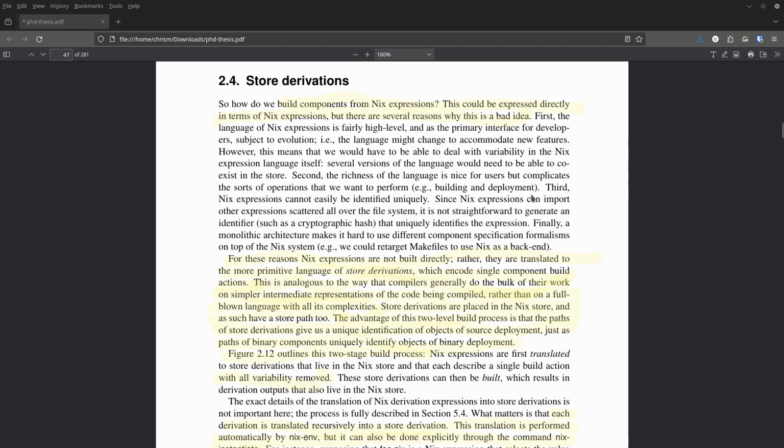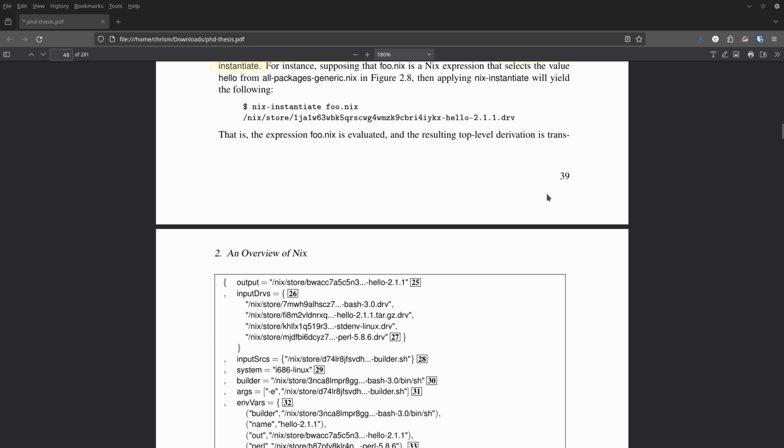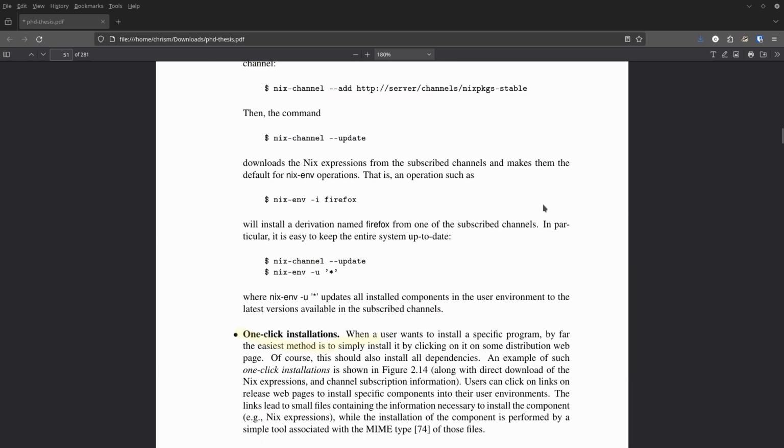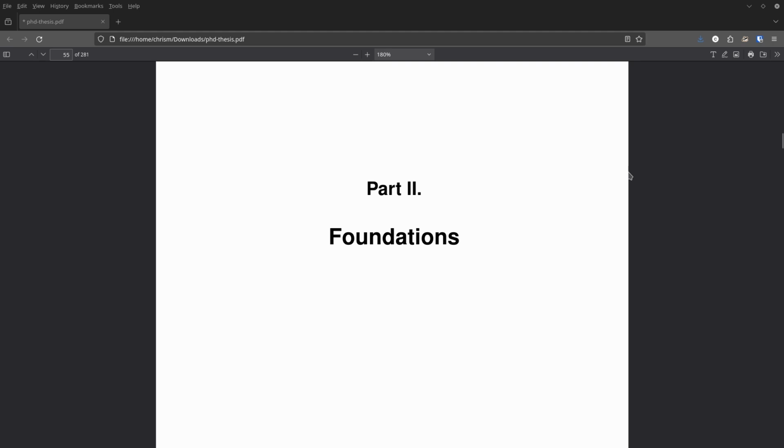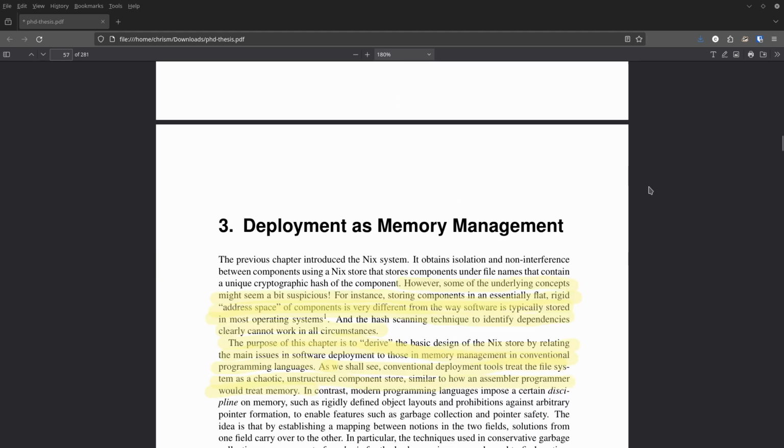In the last video, we went over sections 2.4 through 2.6, talking about store derivations, deployment models, and transparent source binary deployment. In part 2, Eelco gets a little more theoretical. In chapter 3, deployment is memory management, and he tries to make an analogy between files on the file system and addresses in memory. Programmers of assembler tend to treat memory as just one big unallocated heap.